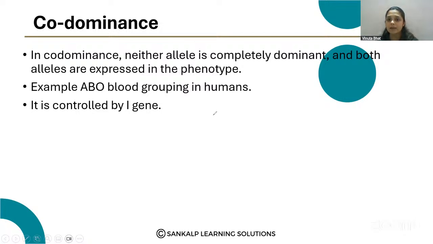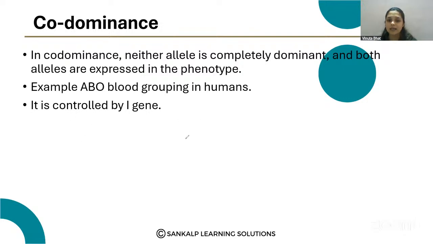ಇಲ್ಲಿ both alleles are expressed. ಸೊ ಮೆಂಡಲ್ಸ್ ಲಾದಲ್ಲಿ ಏನಾಗಿತ್ತು, ಓನ್ಲಿ ಒನ್ ಡಾಮಿನೆಂಟ್ ಇರೋದು ಎಕ್ಸ್ಪ್ರೆಸ್ ಆಗ್ಬೇಕಿತ್ತು ಅಲ್ವಾ? ಬಟ್ ಹಿಯರ್ ಬೋತ್ ಆರ್ ಎಕ್ಸ್ಪ್ರೆಸ್ಡ್. ಫಾರ್ ಎಕ್ಸಾಂಪಲ್ ABO ಬ್ಲಡ್ ಗ್ರೂಪಿಂಗ್ ಇನ್ ಹ್ಯೂಮನ್ಸ್. ಸೊ ಲೆಟ್ ಅಸ್ ಟೇಕ್ ದ ಎಕ್ಸಾಂಪಲ್ ಆಫ್ ABO ಬ್ಲಡ್ ಗ್ರೂಪಿಂಗ್.